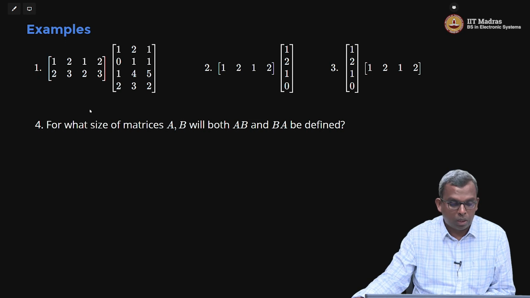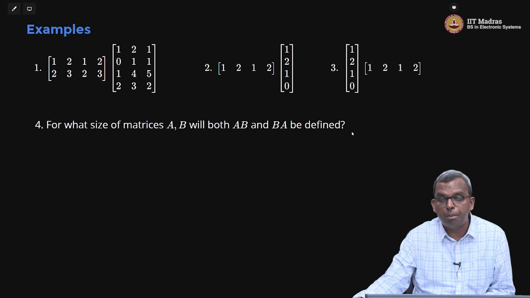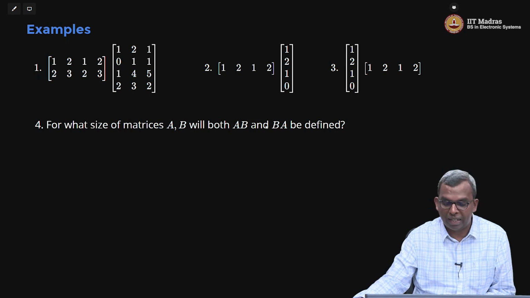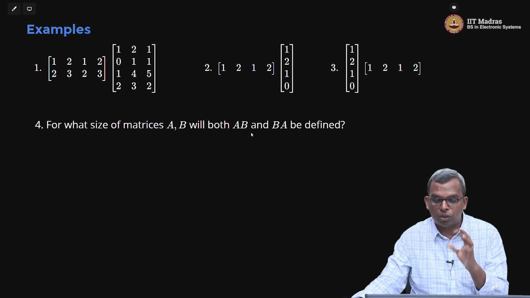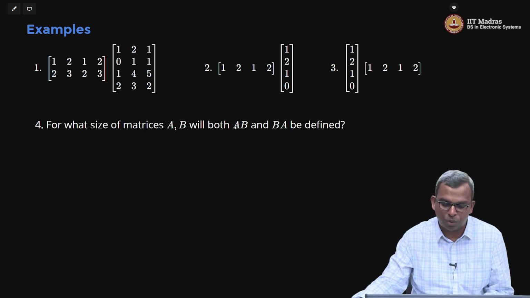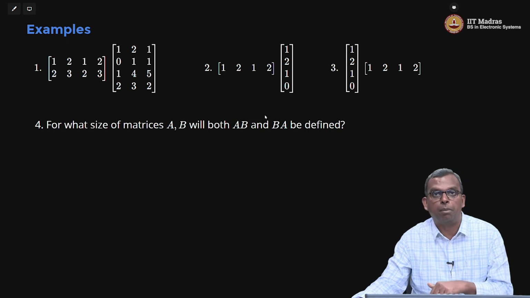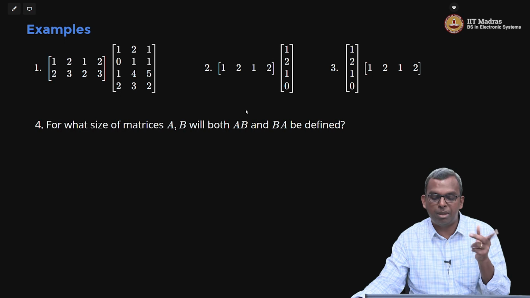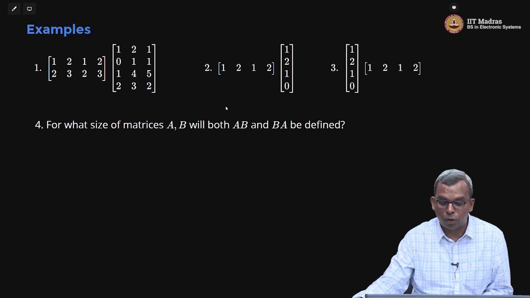So, look at this question. For what size of matrices A and B will both AB and BA be defined? Think that through very carefully. You want AB to be defined and BA to be defined. It will happen only if the sizes of A and B are transposes of each other. Suppose A is m by n, then B has to be n by m. Only then will both AB and BA be defined. For instance, A could be 2 by 4, and B has to be 4 by 2. It cannot be anything else, right?